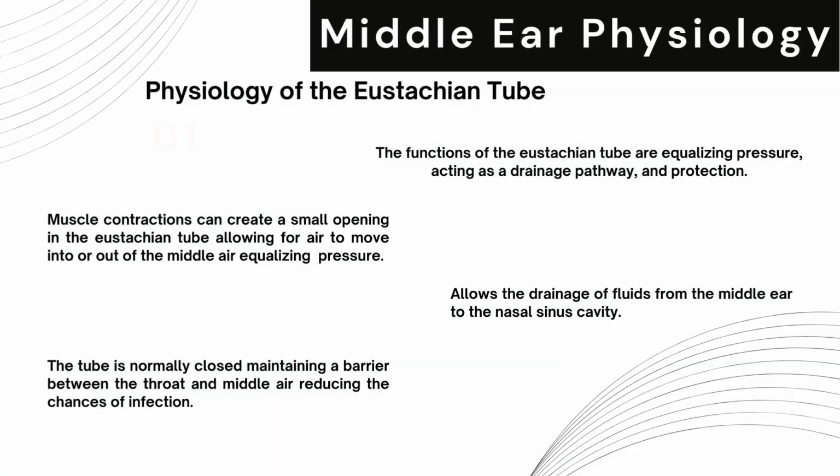We have the physiology of the eustachian tube. The functions of the eustachian tube are equalizing pressure and drainage. Muscle contractions open a small opening in the eustachian tube, allowing air to move into or out of the middle ear, equalizing pressure. It also allows fluid to drain from the middle ear to the nasal sinus cavities.